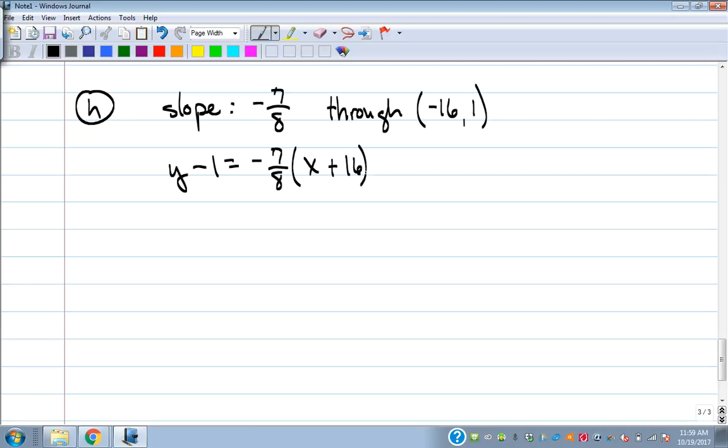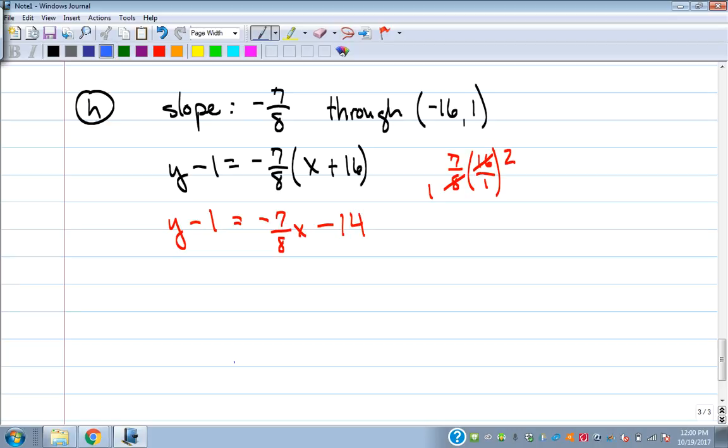Why is it plus again? Double negative. Don't forget that. What do we do next? Distribute. Negative 7/8x. And what's 7/8 times 16? It's going to be negative 7/8 times 16, so it's going to be negative something. All right. 8 cancels. 7 times 2 is 14.